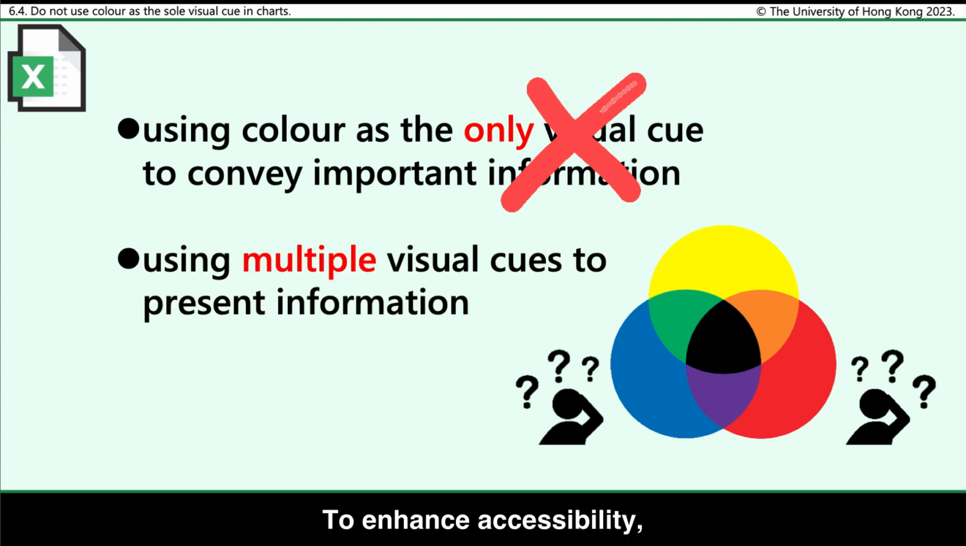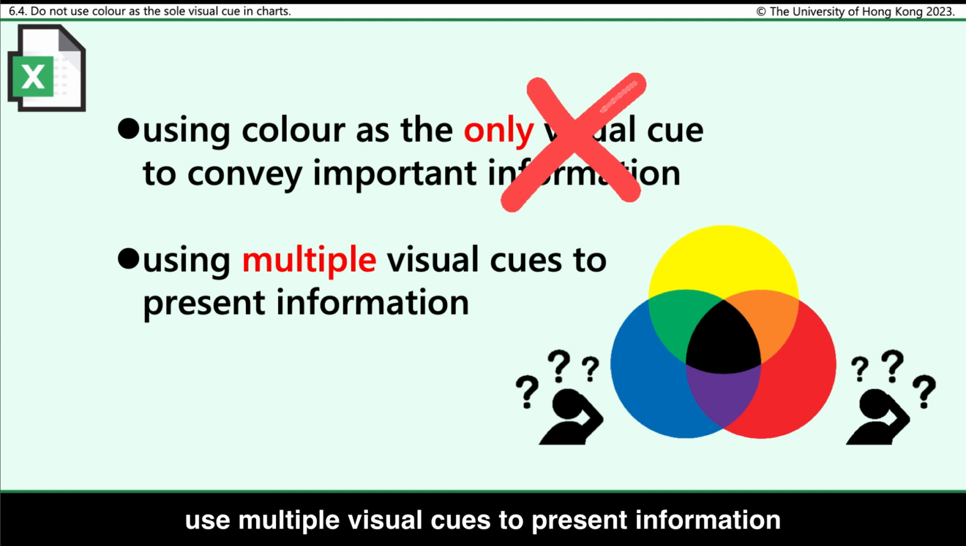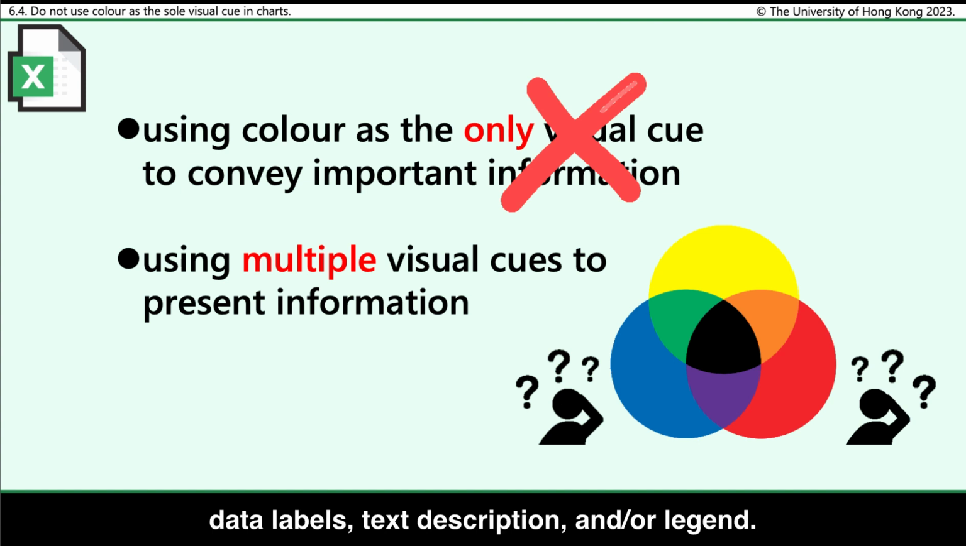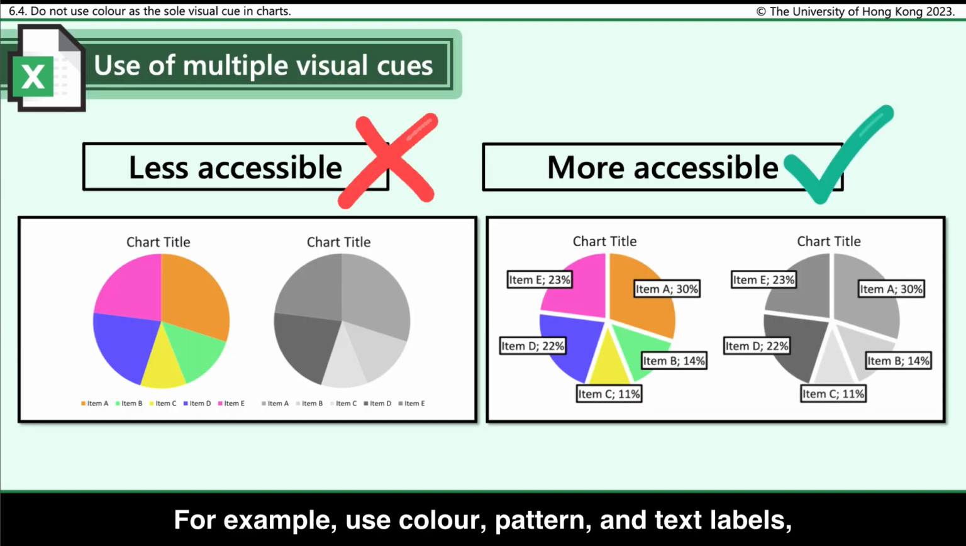To enhance accessibility, use multiple visual cues to present information to a wider range of users. Examples of such visual cues are color, pattern fill, line style, such as solid or dotted lines, data labels, text description, and/or legend. For example, use color, pattern, and text labels to identify each pie section of pie charts.